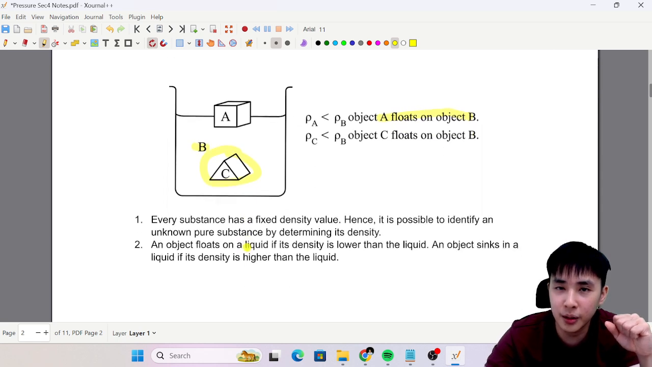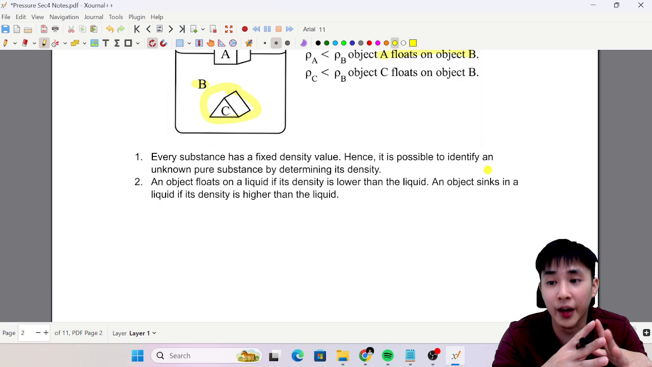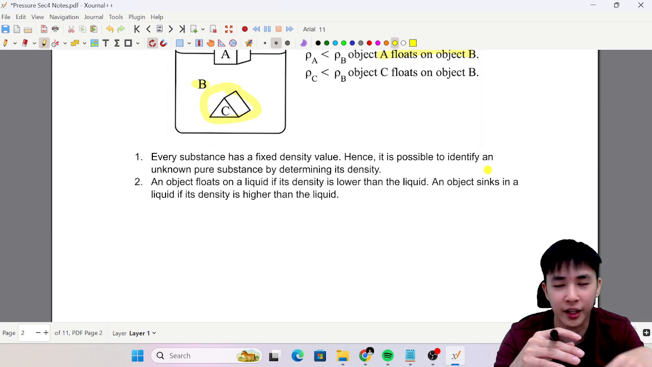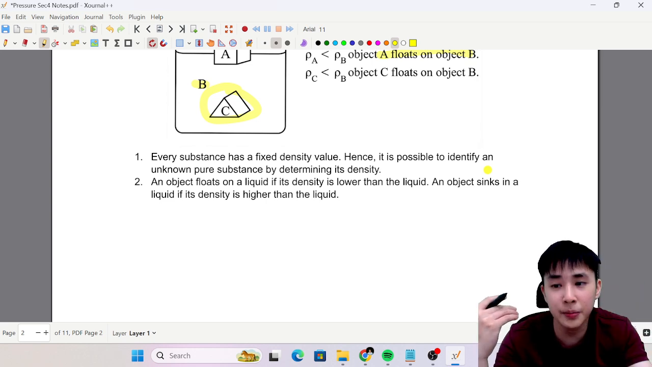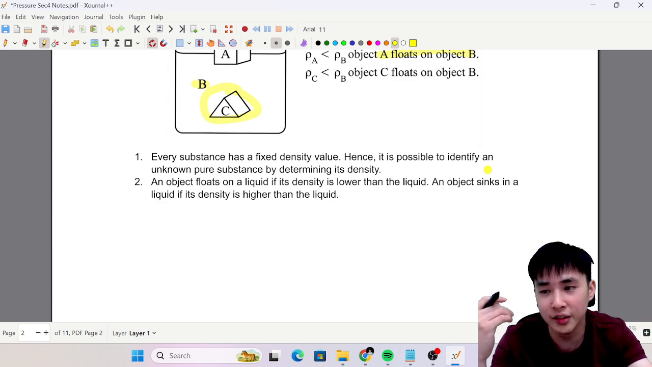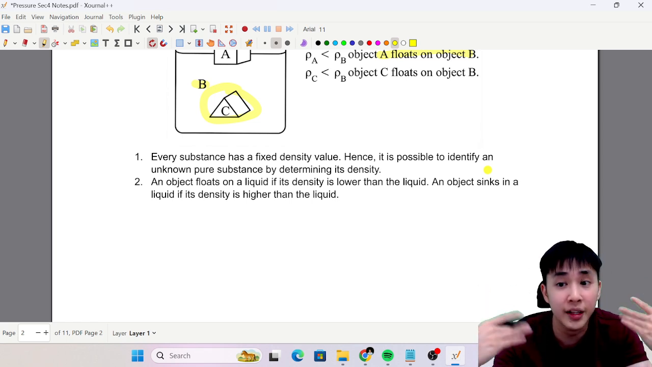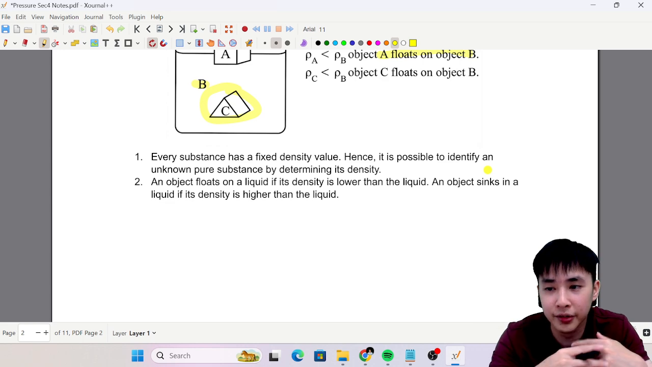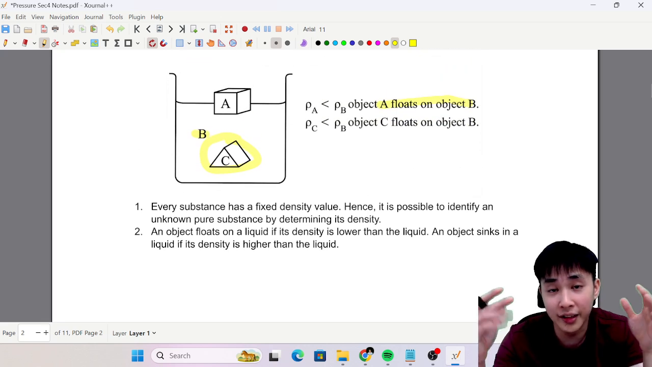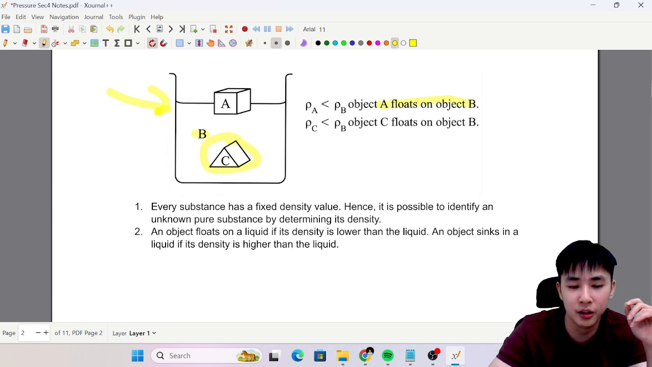Another thing you must remember is that every substance has a fixed density value. It is possible to identify what substance the material is by just looking at its density. Every single substance has its own density, if it's a pure substance, of course. Next, the object will float if it has less density than the fluid it is placed in. This is something that we've just talked about here.